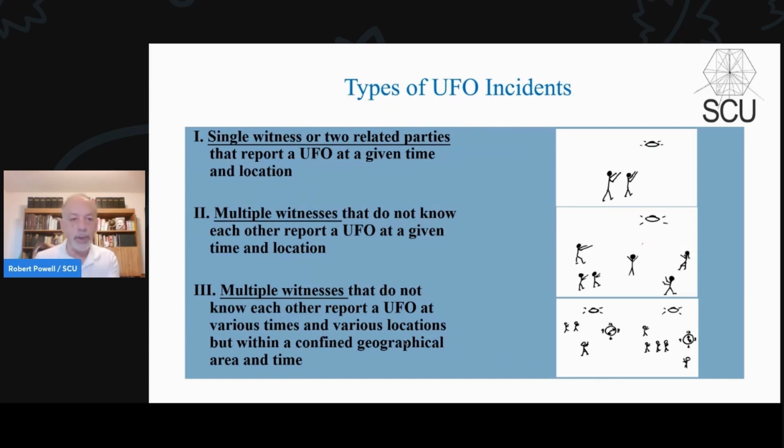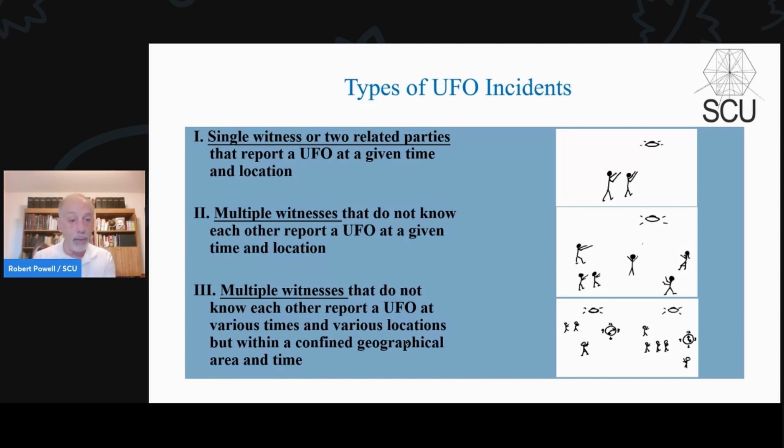In this slide, I want to emphasize how unique the Stephenville incident is. I look at witness reports in 3 categories. I call category 1 when you either have a single witness or 2 related parties that see a UFO. This means the individuals know each other. They're there at the same point in time. So this is kind of a typical UFO report.